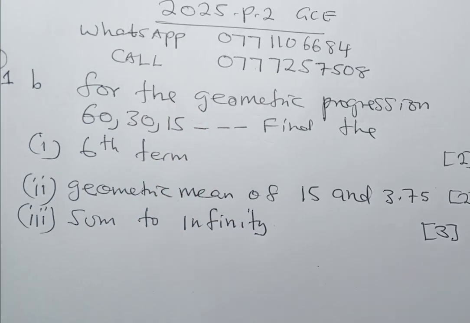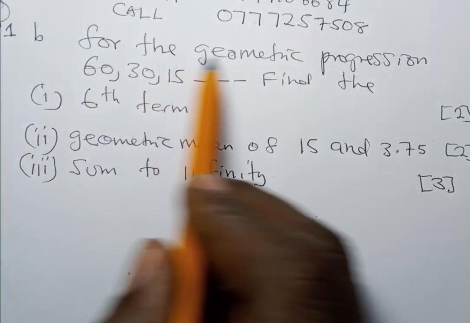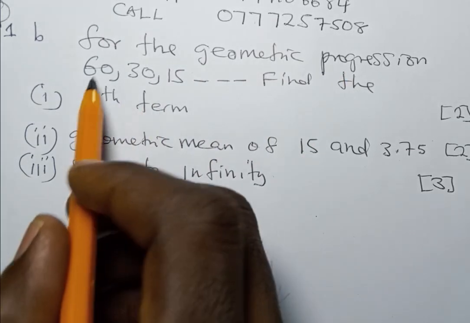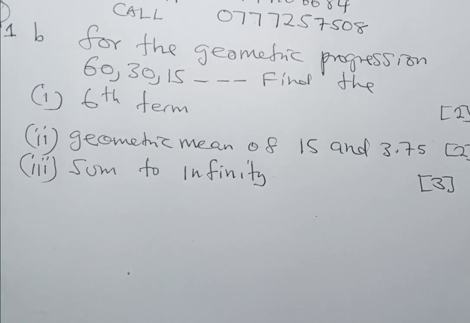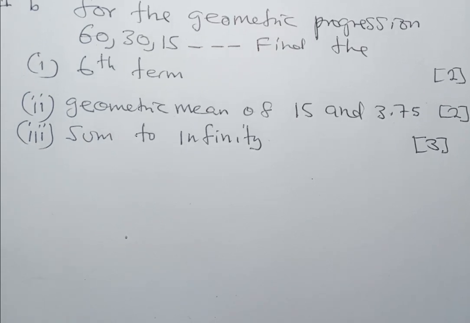Please allow me to attempt this question together. It's saying for the geometric progression, that means a sequence, 60, 30, 15. Find the sixth term. Now, the geometric progression question always comes in paper 2. Then arithmetic progression or arithmetic sequence comes in paper 1. Just repeat the same concept. Very, very simple. Let's look at this question.